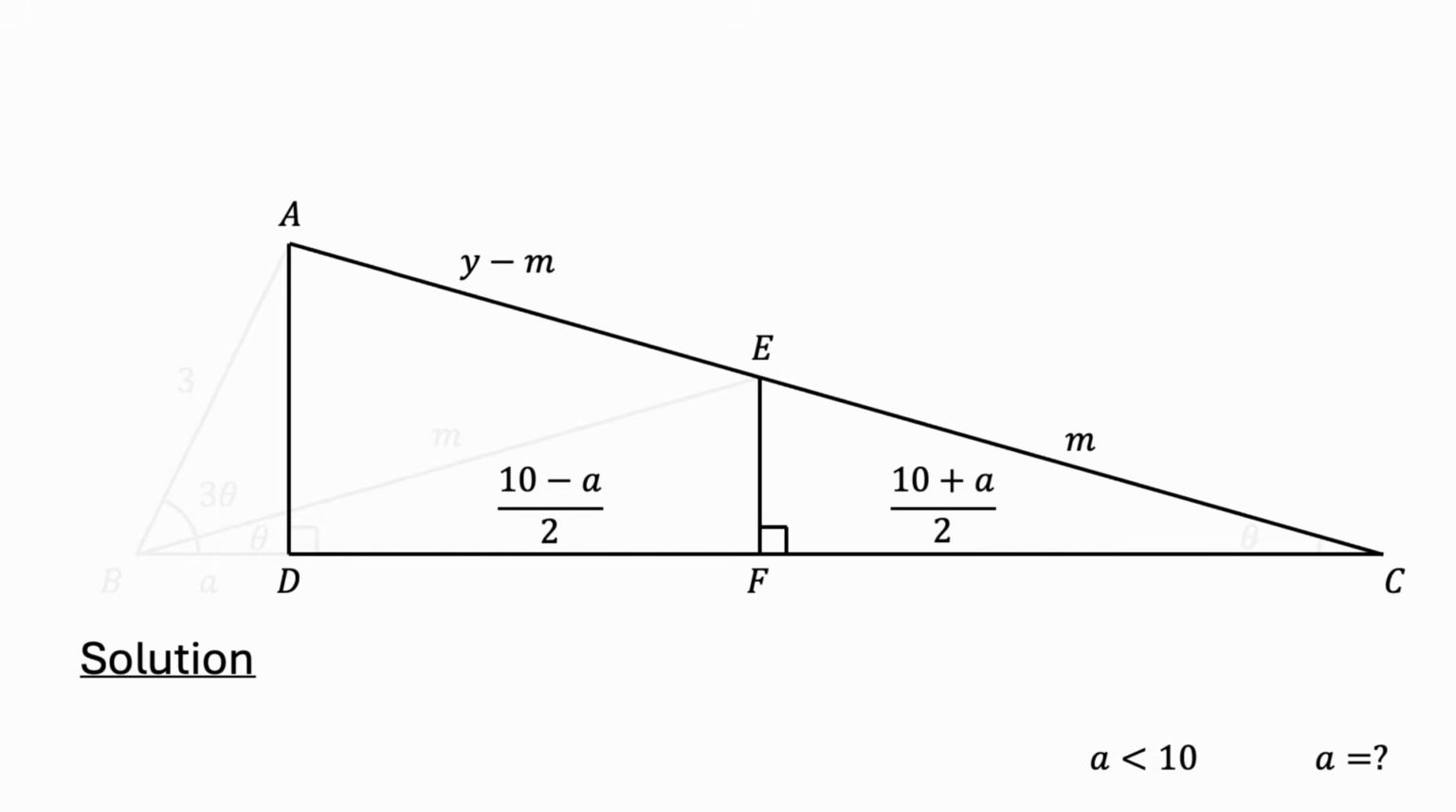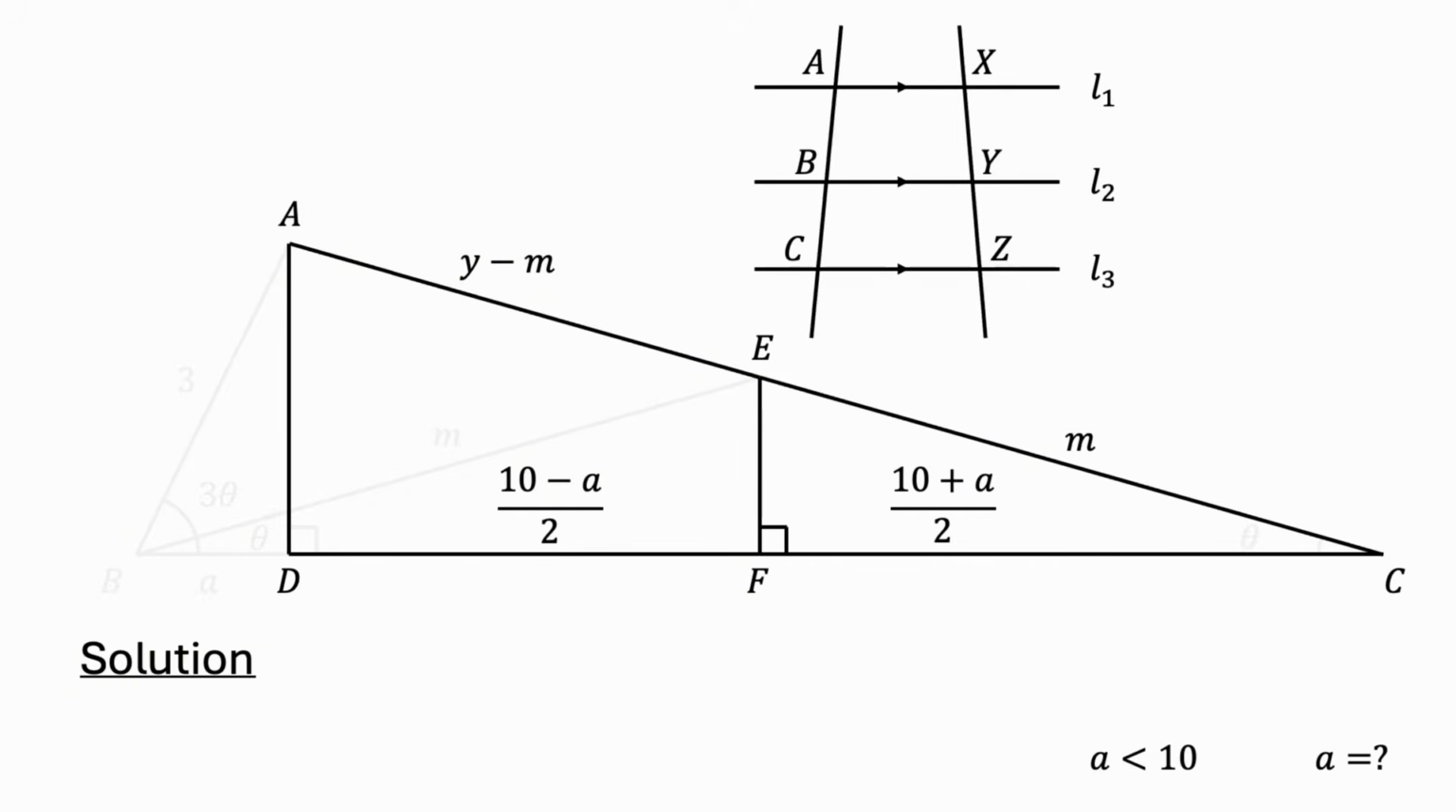Let's apply the intercept theorem to triangle ADC. Given three parallel lines, L1, L2, and L3, that intersect two straight lines at A, B, C and X, Y, Z respectively, the intercept theorem tells us that AB over BC equals XY over YZ. Applying the intercept theorem to triangle ADC, we obtain AE over CE equals DF over CF.